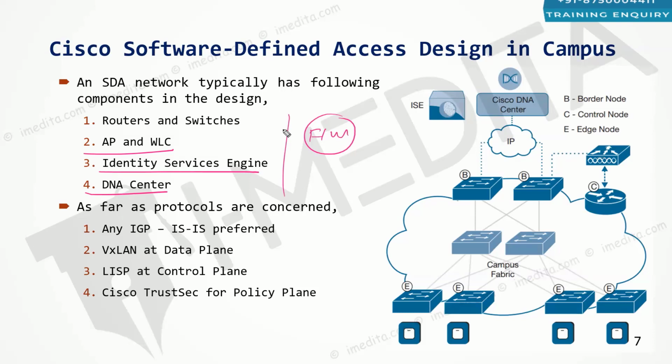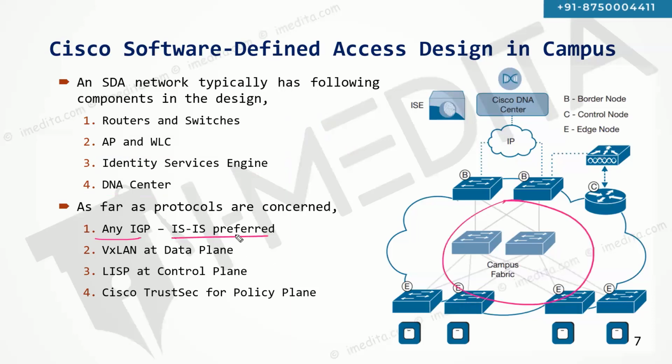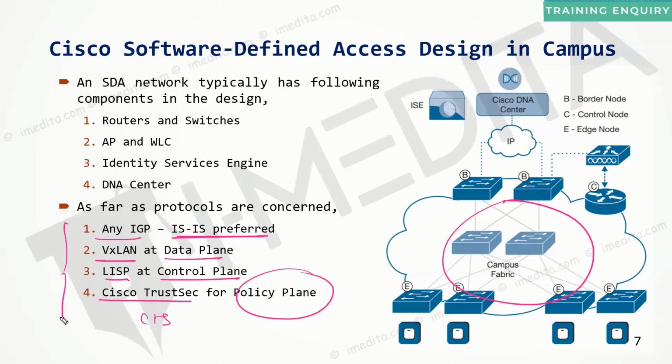So when you integrate a firewall device onto here, then you will know. And then what protocols do we require? We can use any IGP to build our underlying infrastructure. However, it is preferred to use ISIS, VXLAN for the data plane, LISP as the control plane, and Cisco TrustSec or CTS for the policy plane. We will talk about each and every protocol. We will talk about each and every component throughout the content.